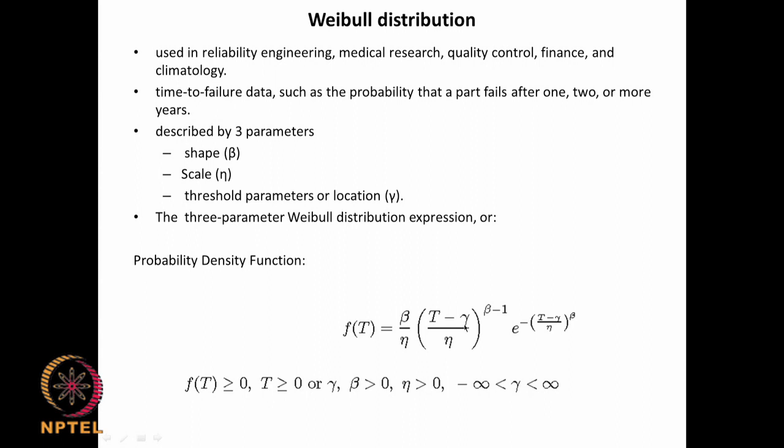If gamma is 0, that means your data starts from the origin, whereas if gamma is greater than 0, the whole curve gets shifted to the right, whereas if gamma is less than 0, the whole curve gets shifted to the left. So, basically what gamma does is shift the curve either to the right or to the left completely. So, these are the 3 parameters available in the Weibull distribution.